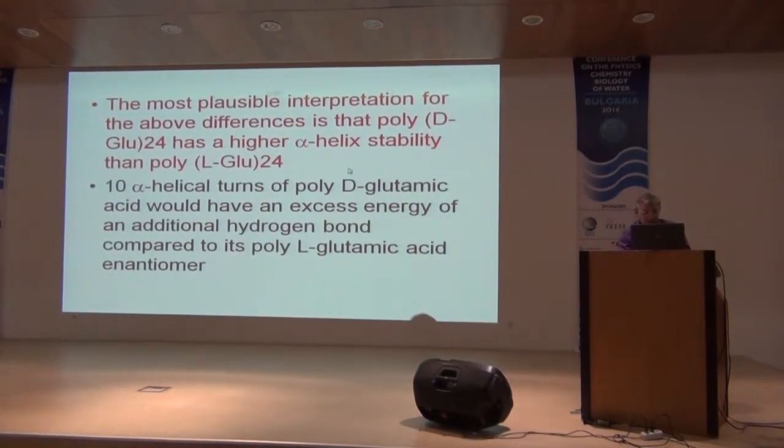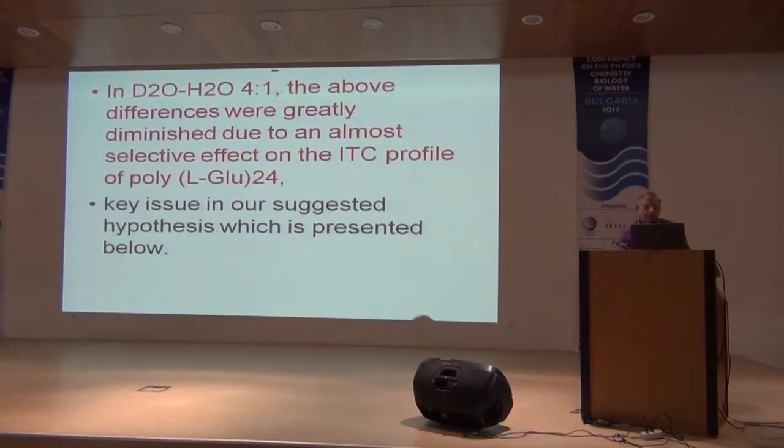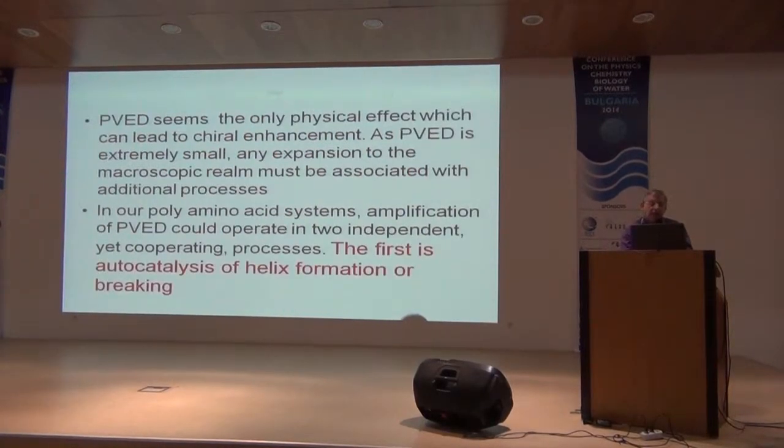Now I want to say, the interpretation is that poly-D-glutamic acid has a higher helix stability than poly-L-glutamic acid, of course. So in a way, you want to say that poly-D-glutamic acid and lysine, of course, we have done the same with other materials, is of an apparently more hydrophobic nature. So, the main thing: the difference is abolished in D2O, which, besides being important to the impurity problem, gave us some clue about what might be the reason.